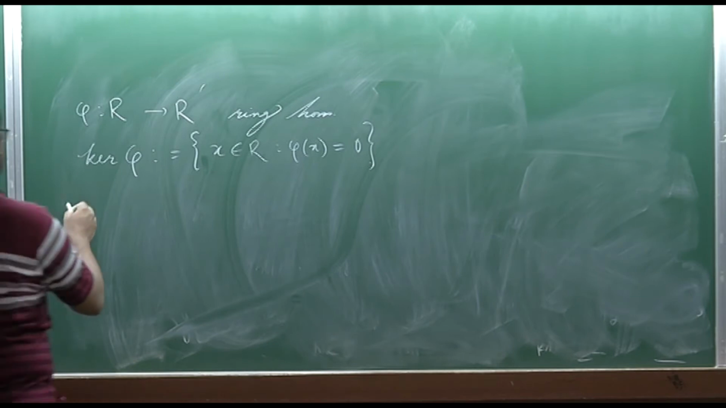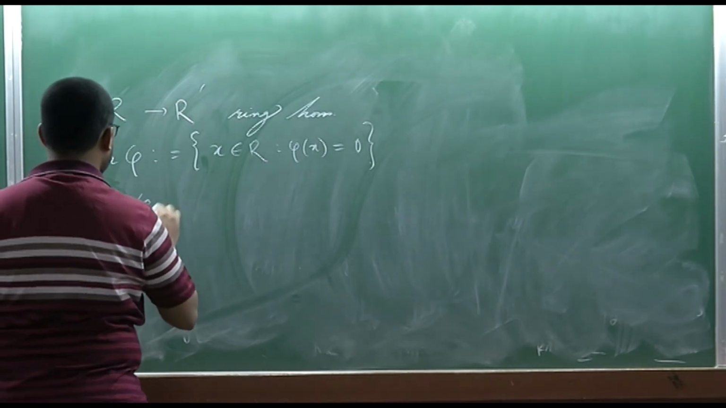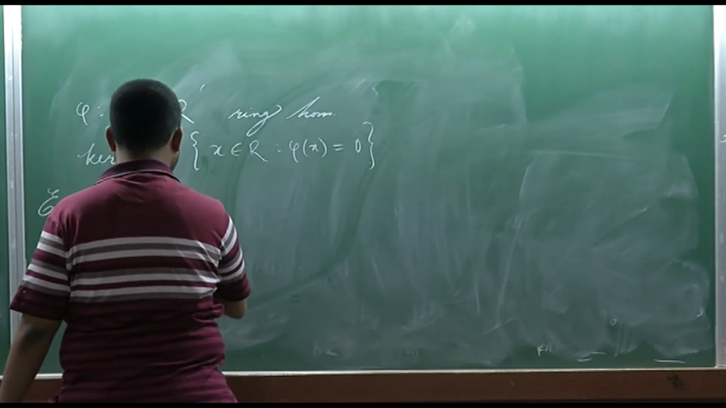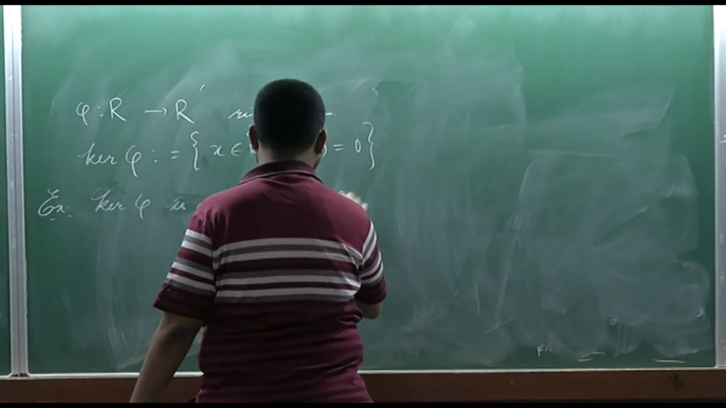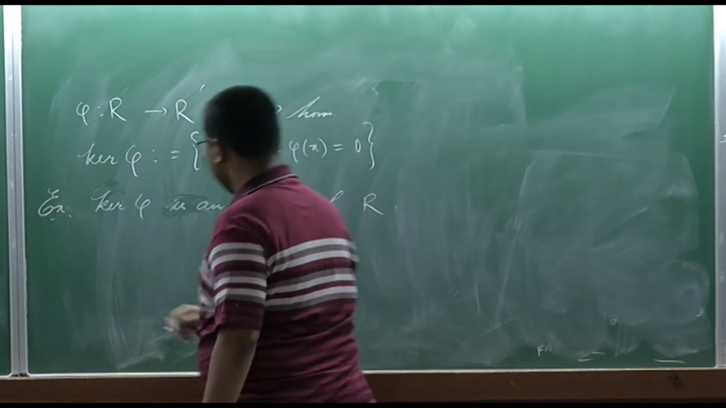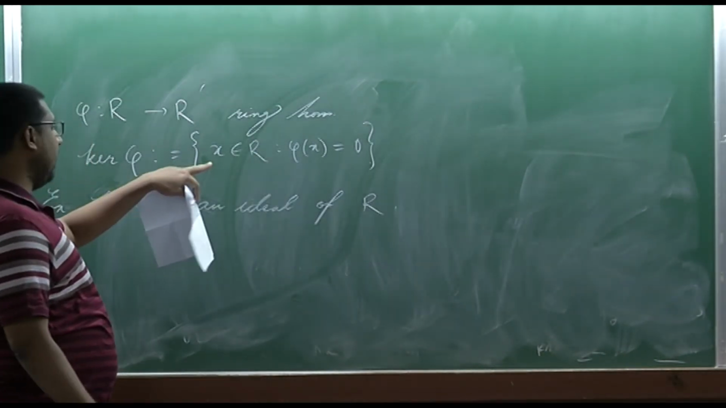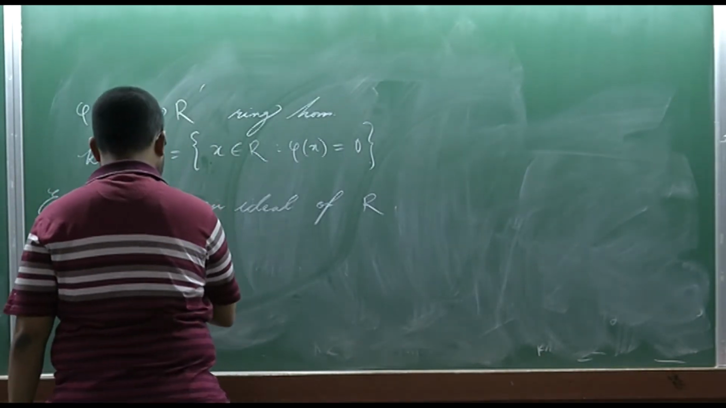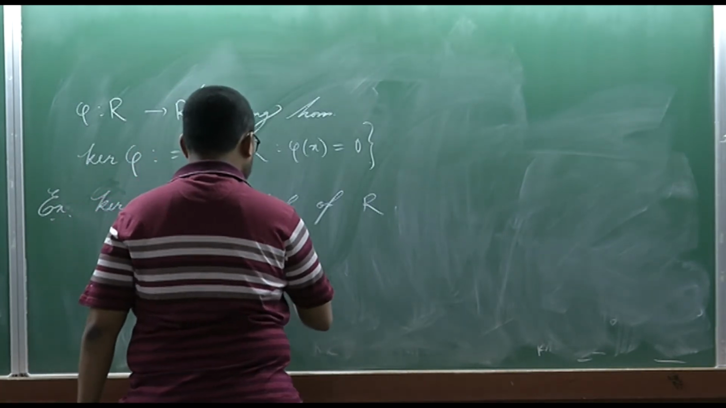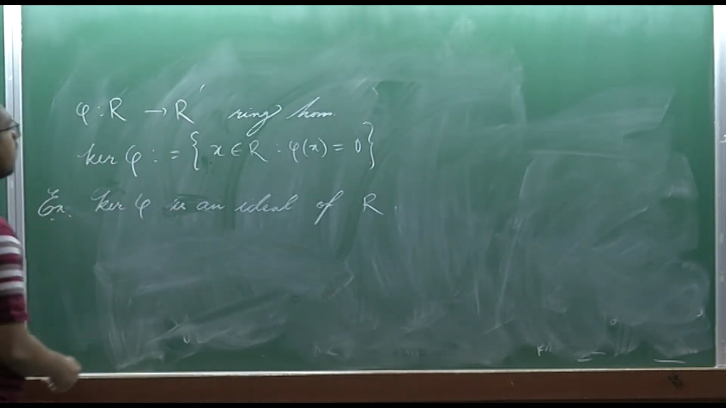Of course, then you can immediately check, given any ring homomorphism, the kernel is an ideal of R. That is very simple. You have to just check the product thing. So, if x is in the kernel and a is in R, then phi of ax is simply phi of a times phi of x, which is 0. So this is an ideal. Given any ring homomorphism, its kernel is going to be an ideal.